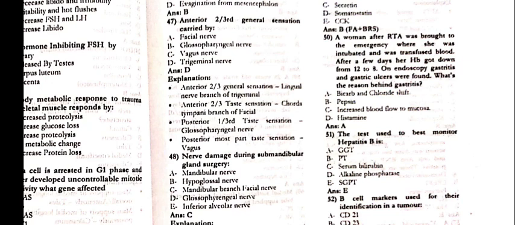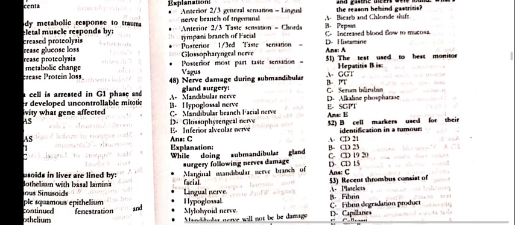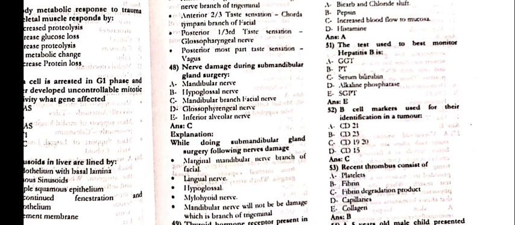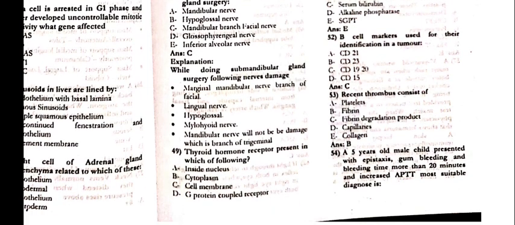Next, a lengthy scenario linked to the bicarb and the chloride shift, where on endoscopy gastritis and gastric ulcers were found, and the reason behind the gastritis was bicarb and chloride shift. 51, the test used to best monitor hep B is the SGPT. 52, B cell markers used for their identification in the tumor are CD19 and CD20.